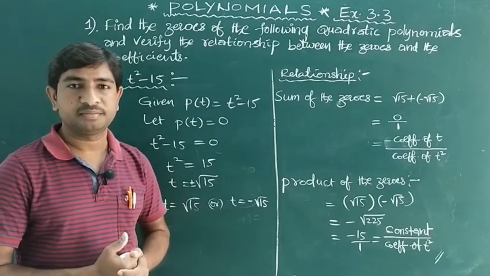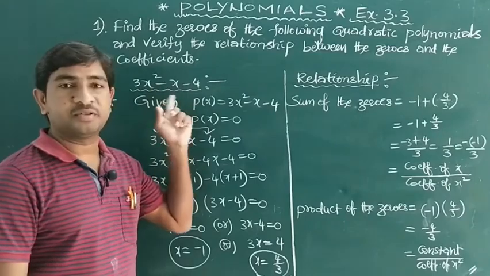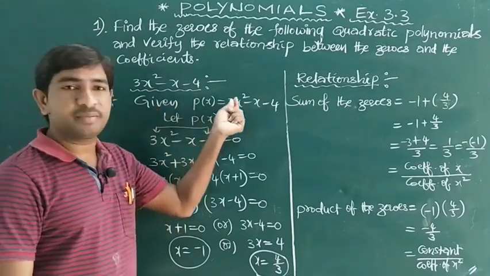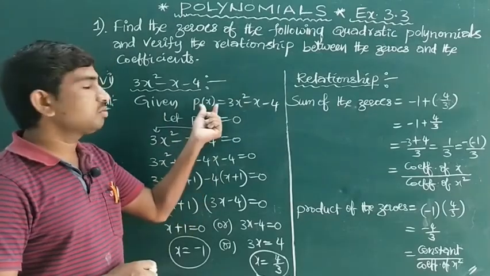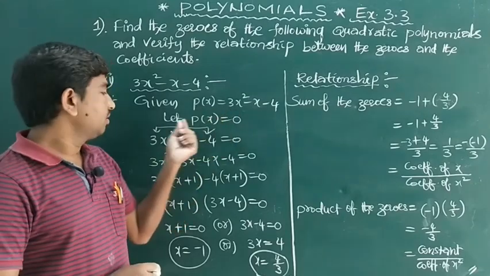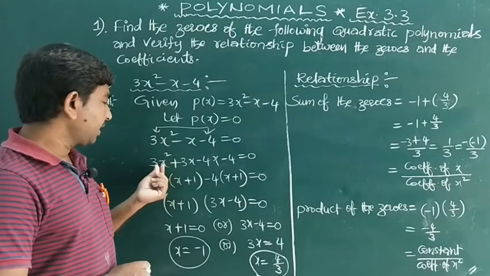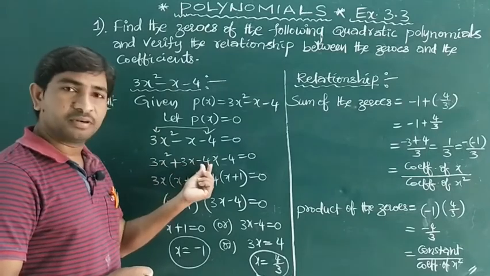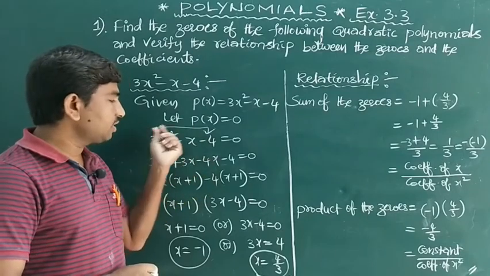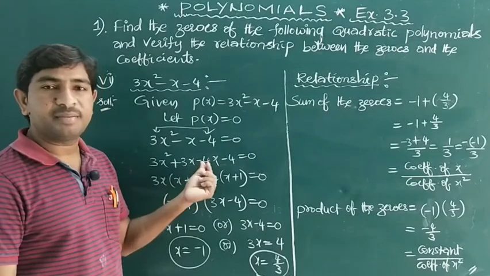Now the solution for the sixth question: 3x square minus x minus 4. This is the given quadratic polynomial. Given p of x is equal to 3x square minus x minus 4. To find the zeros for this polynomial, we consider p of x is equal to 0. So 3x square minus x minus 4. By the factorization method, 3 into 4 is 12, and the suitable pair is 3x comma minus 4x.